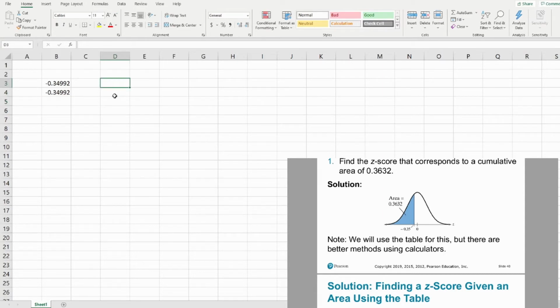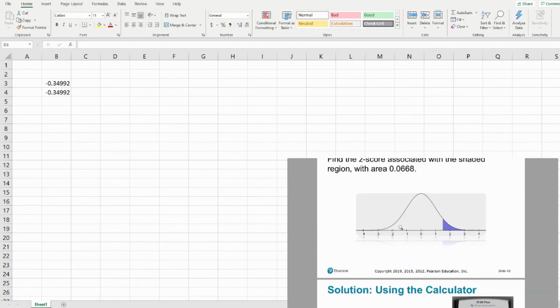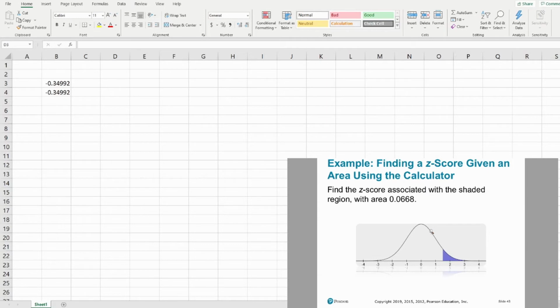On the other hand, if we want to work with something where we're trying to find an area to the right, remember these computations are really designed to be able to handle accumulations up to, not beyond. So we have to use a little bit of finagling, a little bit of complementing, that's the word I'm looking for, not inverting. We're already inverting. But just to see what would happen, if we do equals norm.s.inv, and we put in the area of 0.0668, well, we get a z-score of negative 1.5.